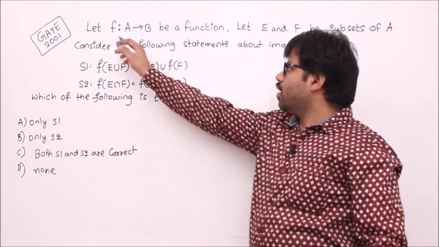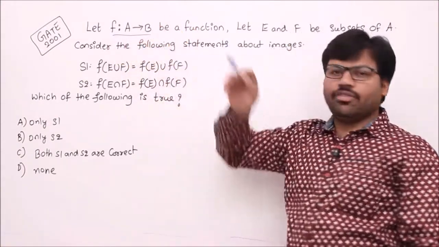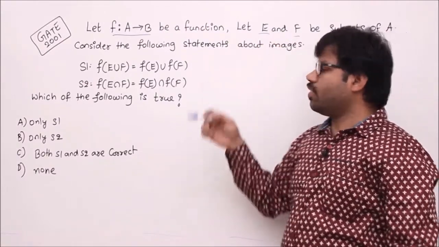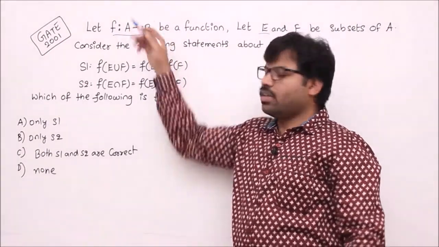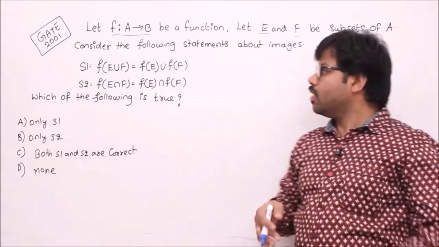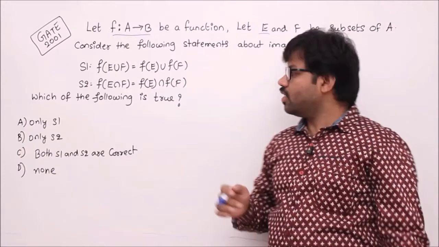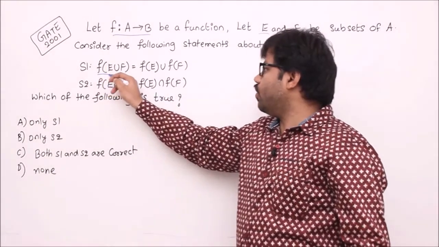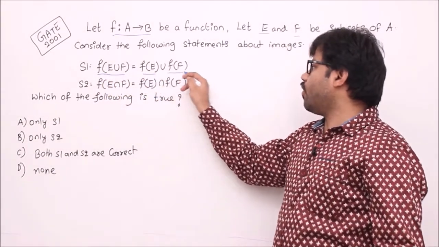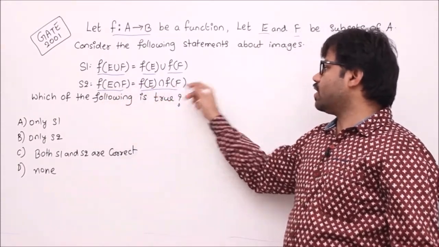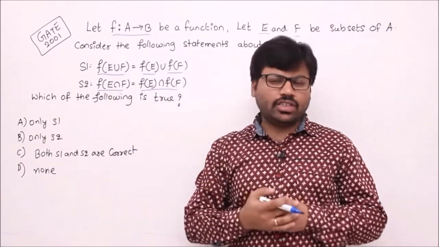Let's read it. A function f is given which is from A to B, and E and F are subsets of the set A. They are subsets of the domain. Now consider the following statements about images. One: f of E union F equals f of E union f of F. Second: f of E intersection F equals f of E intersection f of F. Which of the following is true?